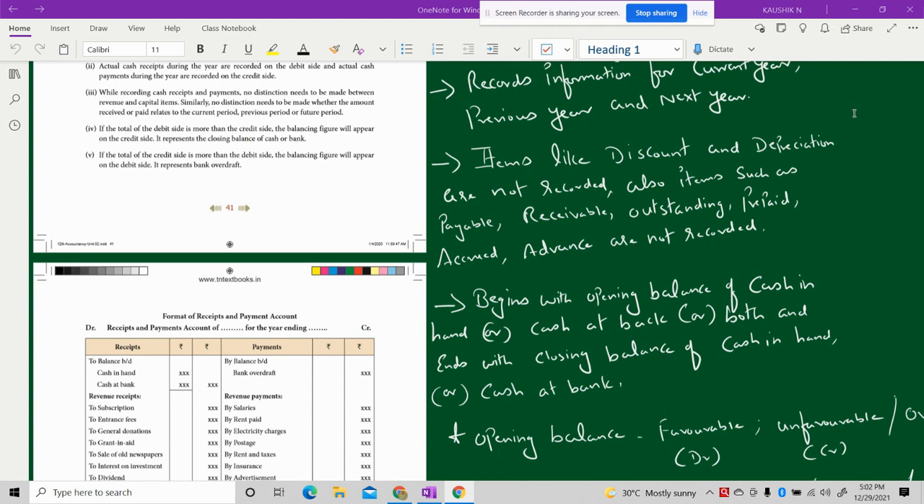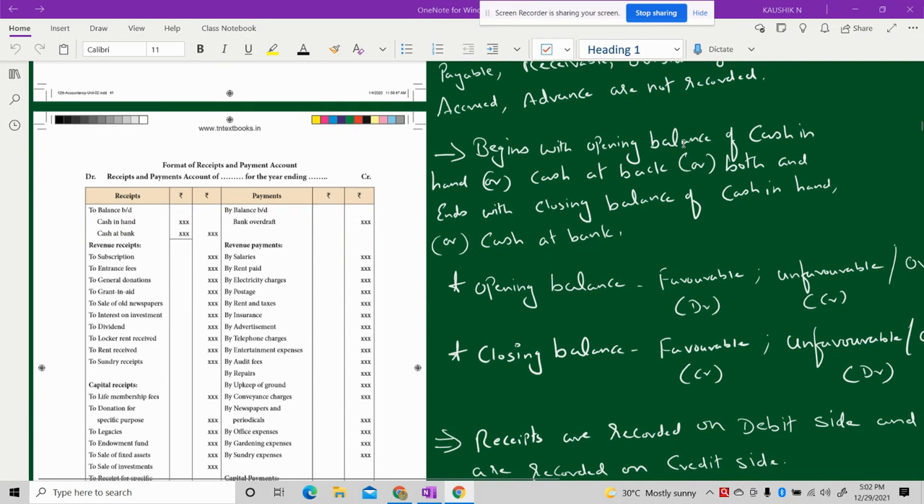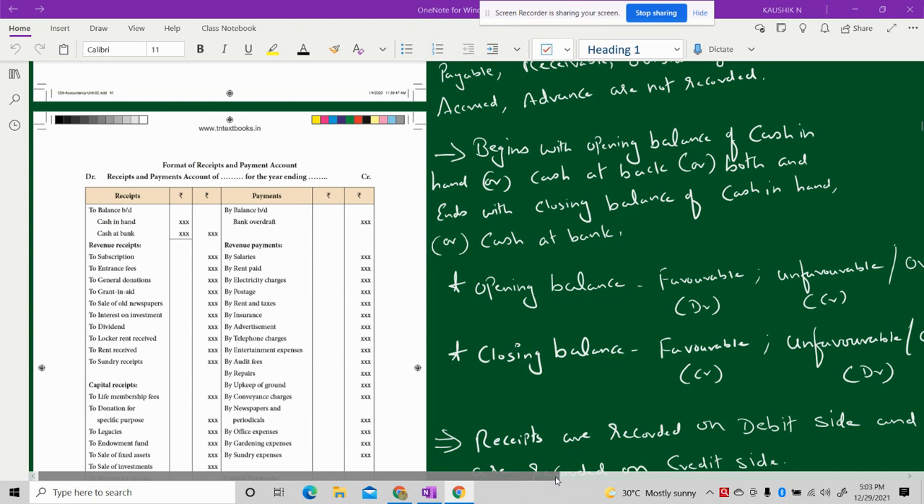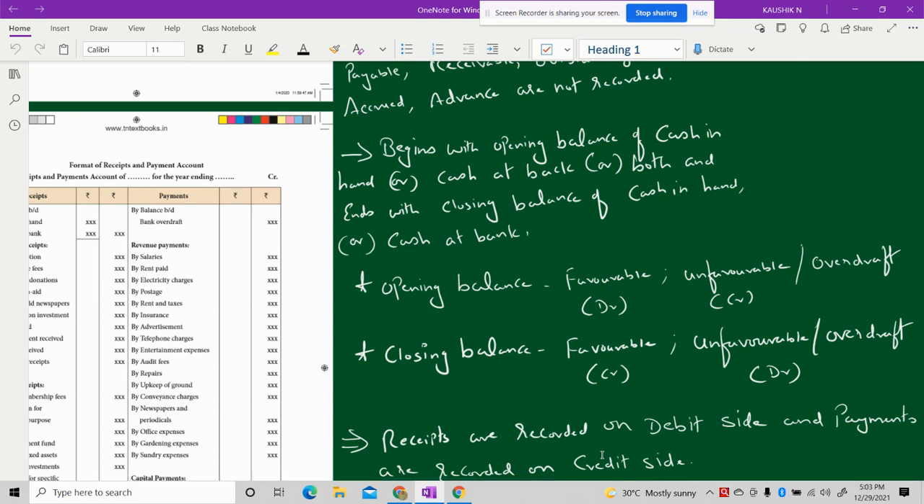Also, your opening balances can be favorable or unfavorable. It begins with your opening balance of cash in hand or cash at bank or both, and ends with the closing balance of cash in hand or cash at bank. Most importantly, the opening balance, if it is favorable, should show a debit balance. However, if it is unfavorable or an overdraft, it will show an overdraft balance. Similarly, for the closing balance, a favorable balance will be credited, and an unfavorable or overdraft balance will be debited.